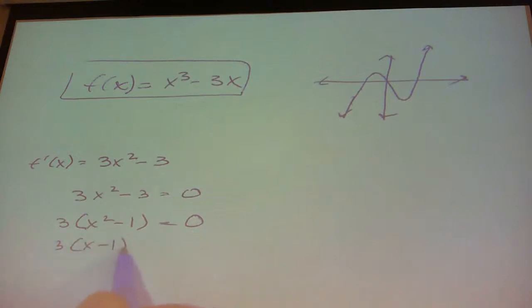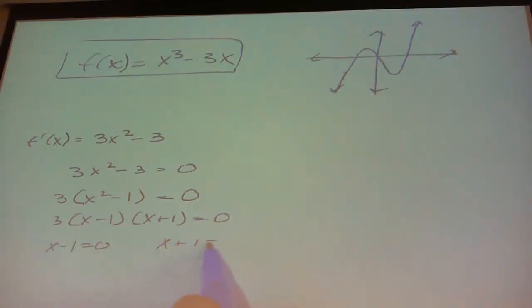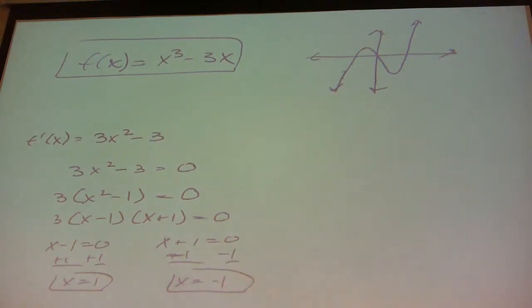And when we solve the algebra, set each piece equal to 0. You get x equals 1, x equals -1. So, quick review: we're trying to talk about the original, and to talk about the original, we take the first derivative, set it equal to 0, and solve. Now those points, 1 and -1, are really unique special points. They help us understand the original.